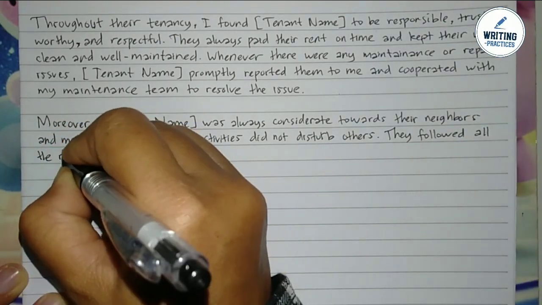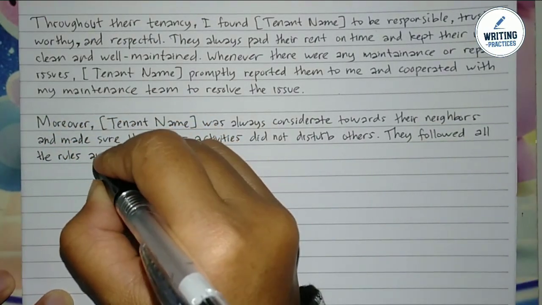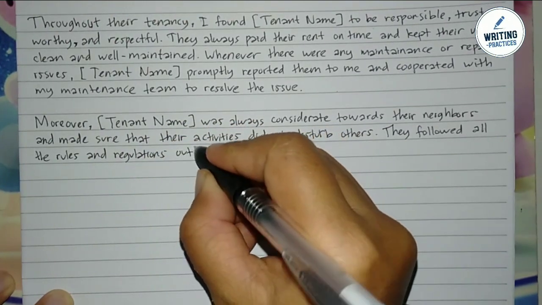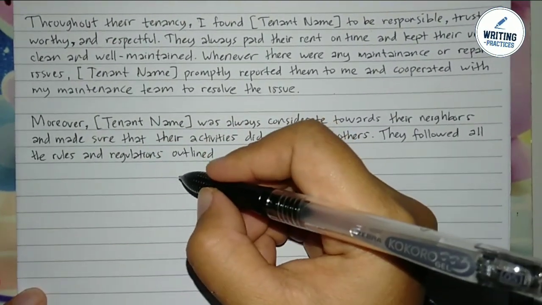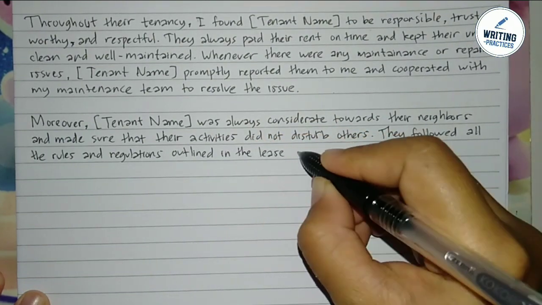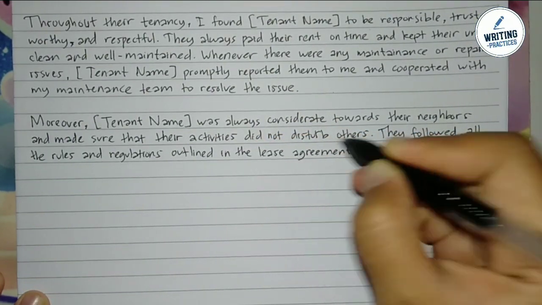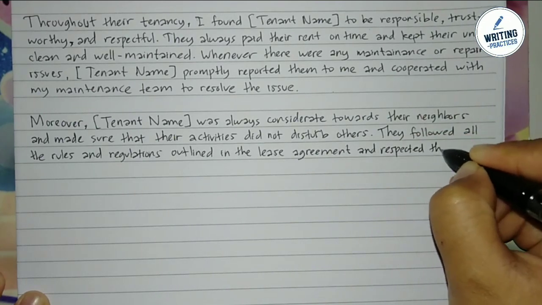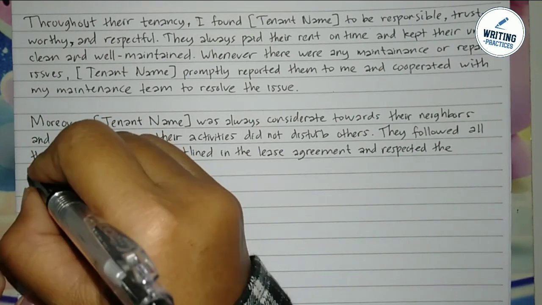And mention also the rules and regulations that you and the tenant signed in the lease agreement. You must tell the recipient if the tenant obeyed those rules or not. And mention also the building policies, if the tenant violated the regulation or not.